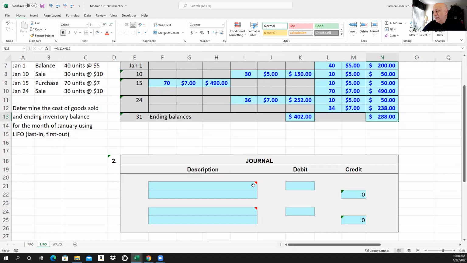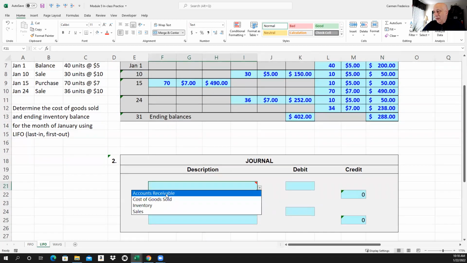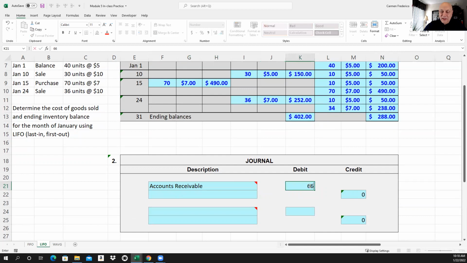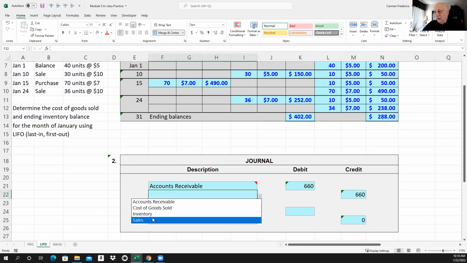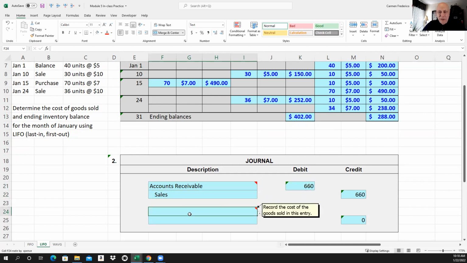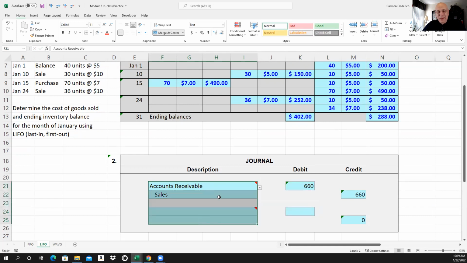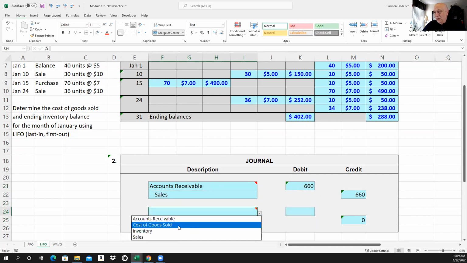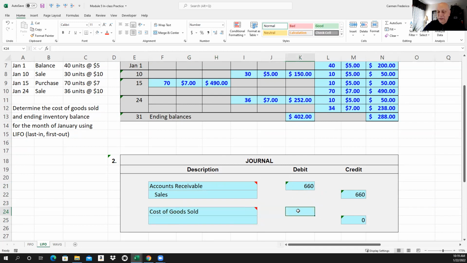So if we journalize these transactions for the month, accounts receivable, again, we still have the 66 units times $10 a piece. Okay? And that's accounts receivable debited and sales credited to record the sale of this merchandise. Okay? Assuming it's all on credit. And then we have to record the corresponding cost of goods sold. Again, these two entries go together. You can't have one without the other. They're under a perpetual inventory system. Cost of goods sold is going to be the $402.